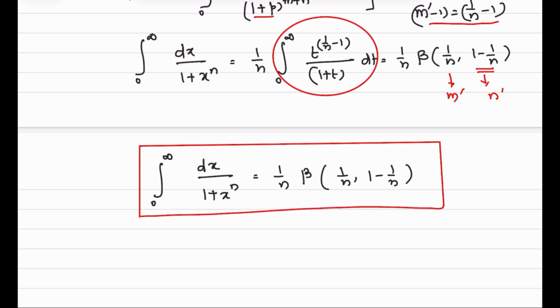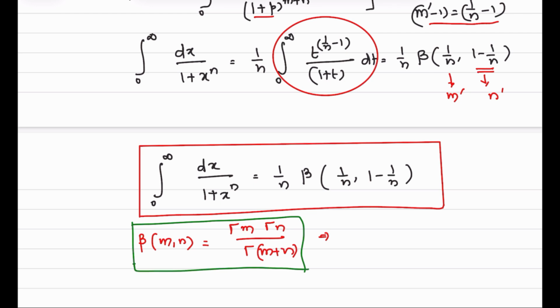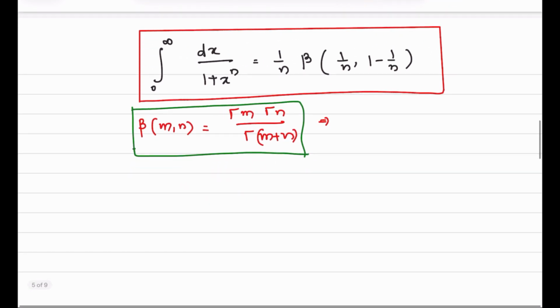Now, we have another standard formula. Beta mn is equal to gamma m into gamma n divided by gamma m plus n. This is also a very, very important formula, please remember. Very useful formula. These formulas we are deriving are very useful in calculus and beta gamma functions. Now you just see.